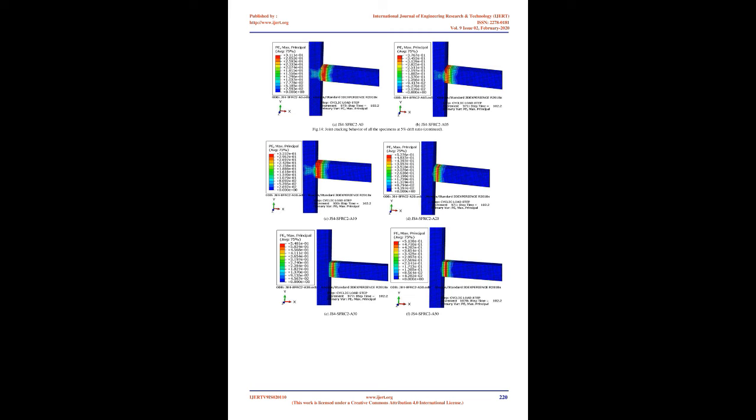As displayed in Fig. 13, the specimens with column axial loads exhibited early strength than the specimen simulated without axial load. The specimen which has no column axial load, JS4-SFRC2A0, recorded its average maximum load carrying capacity of 103.46 kN.